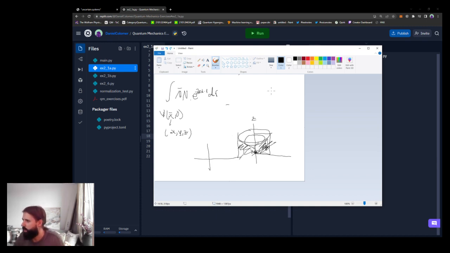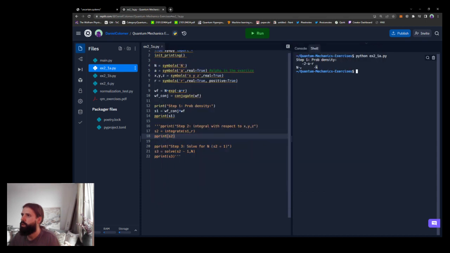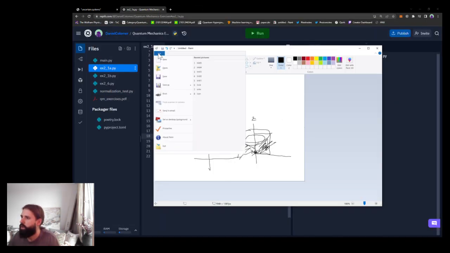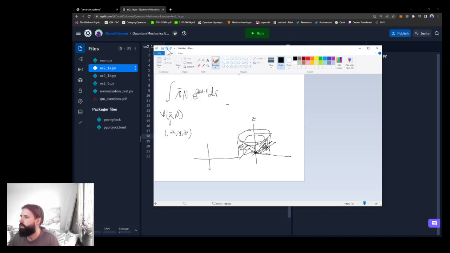I'm so bad at drawing this stuff, and why can't I undo? Why can't I undo? Why aren't things working? Can I type? Yes. There you go.